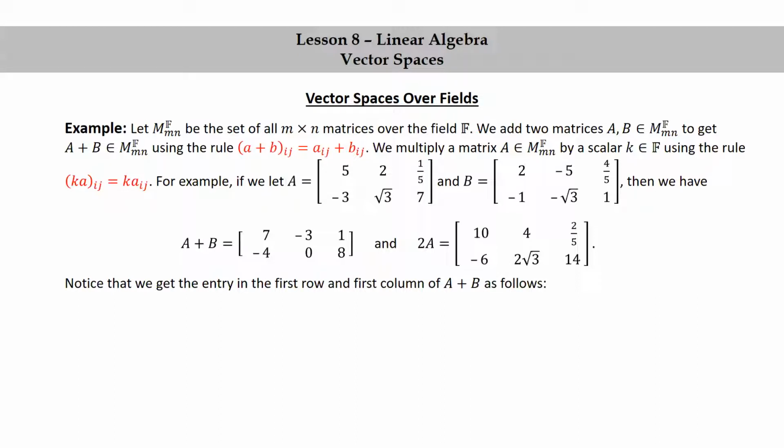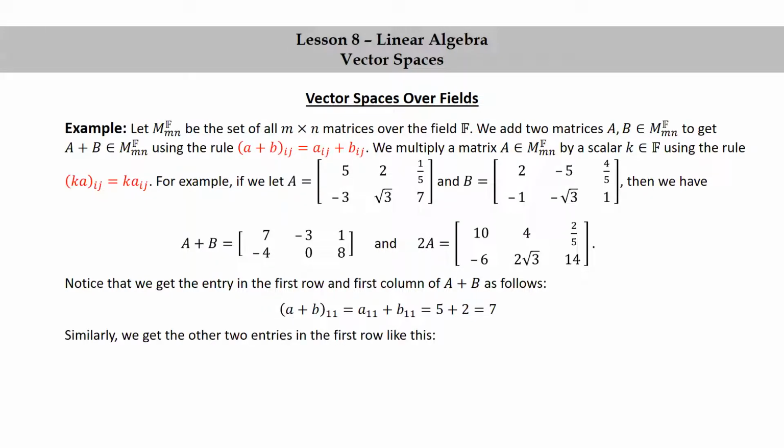Notice that we get the entry in the first row and first column of A plus B as follows. (A plus B) sub 1,1 is a sub 1,1 plus b sub 1,1, which is 5 plus 2, which is 7. Similarly, we get the other two entries in the first row like this. (A plus B) sub 1,2 is a sub 1,2 plus b sub 1,2 equals 2 plus -5 is -3. And (A plus B) sub 1,3 equals a sub 1,3 plus b sub 1,3 equals 1/5 plus 4/5, which is 5/5 or 1.